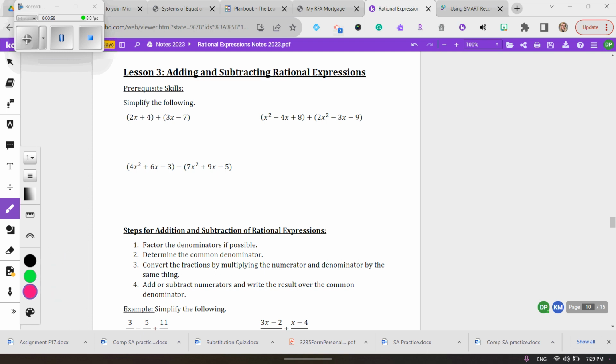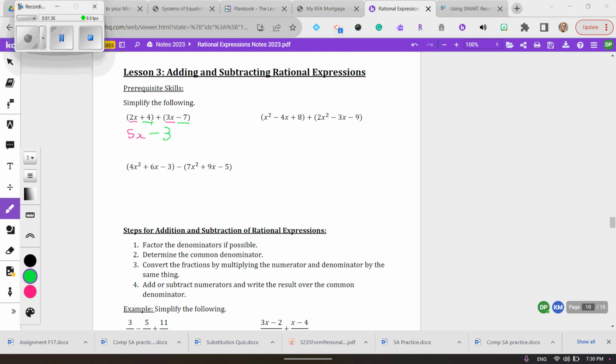Remember, a like term is something that has the same base and the same exponent. So 2x and 3x are like terms, and positive 4 and negative 7, or subtract 7, are also like terms. So 2x plus 3x is going to be 5x, and positive 4 subtract 7 is going to be subtract 3. So our simplified version of this is 5x minus 3.